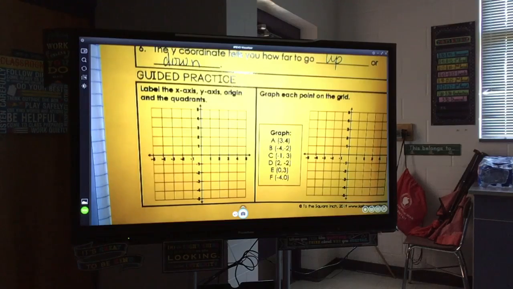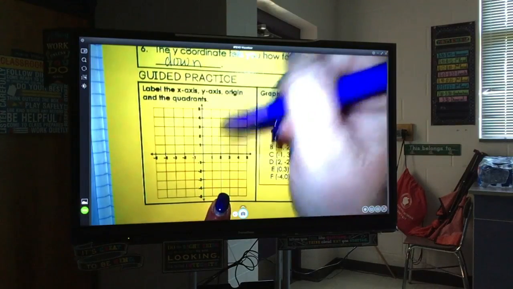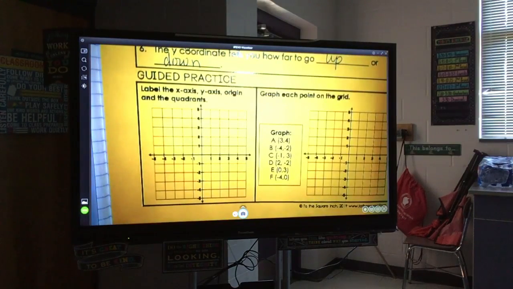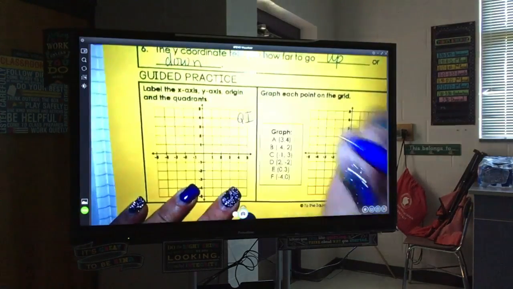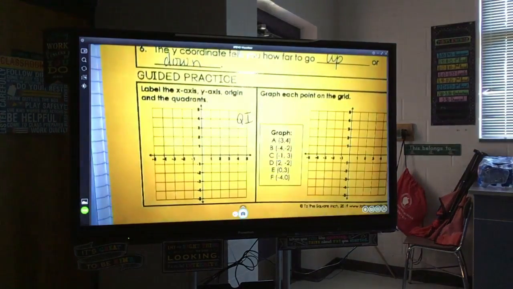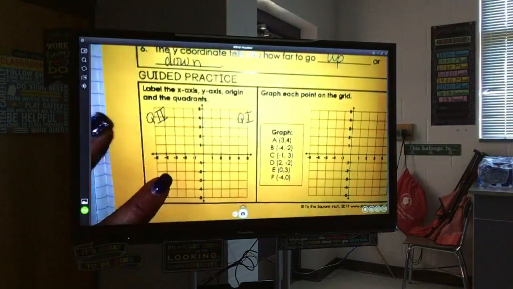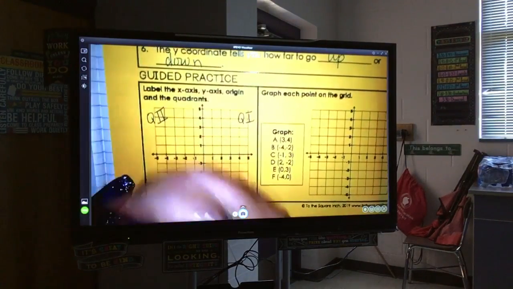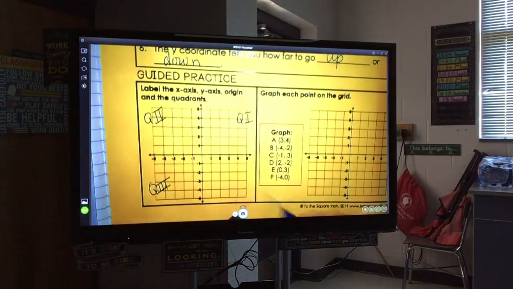All right. Upper right corner area, section, whatever you want to call it. What do we label that as? Ethan? Q1. So this is Q1. All right. Upper left section, what do we label that as? Raheem. Q2. All right, bottom left section, Brock. Q3. And obviously the last one is going to be Q4.